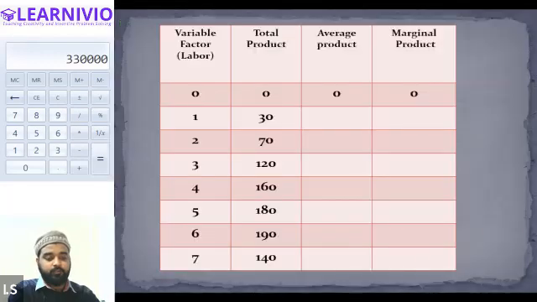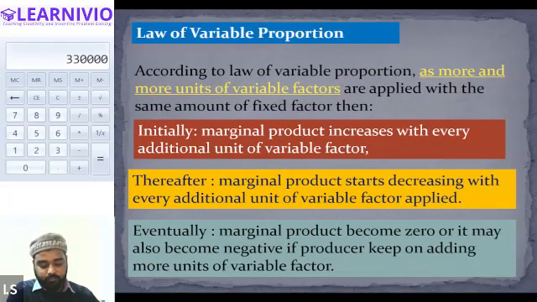So this is it for today's session. We won't be discussing anything more. In the next class, we will talk about the law of variable proportion, which is one of the very important topics in this chapter. You can say this is the most important topic in the chapter, and whenever questions are asked in the exam from this chapter, this topic will be there. You will find questions from this topic in the examination.